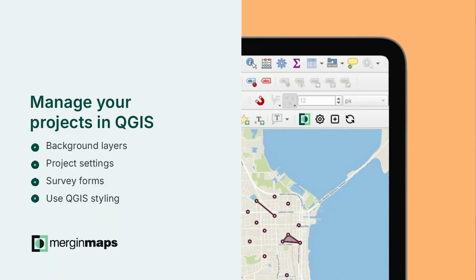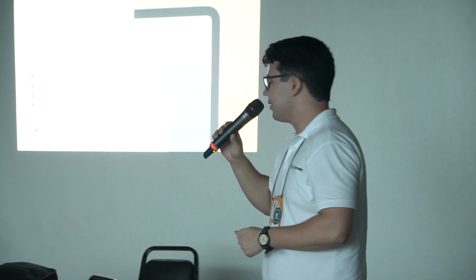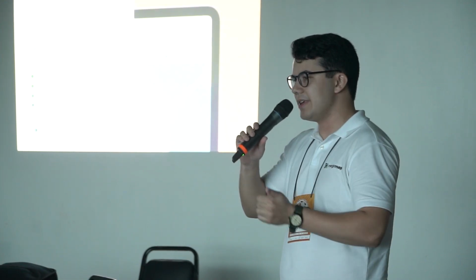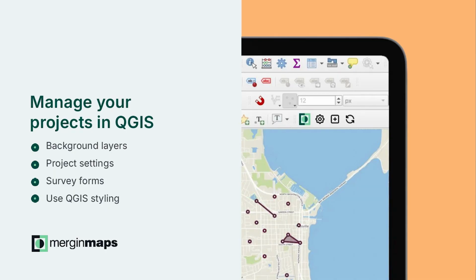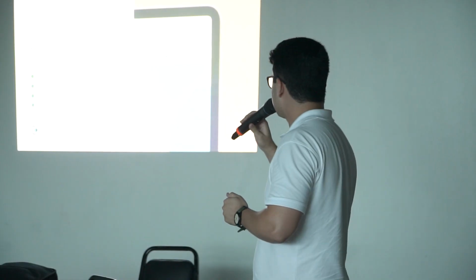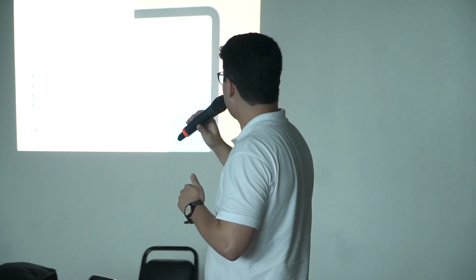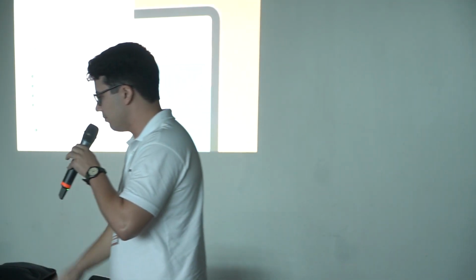So you can manage your projects in QGIS. The idea here is to have an experienced QGIS user set up the project settings, in which it will be able to use snapping and measurement tools. You can set up how names will be and everything, use QGIS styling, use different backgrounds. You can customize everything in your QGIS, and that will be shown in your mobile app.